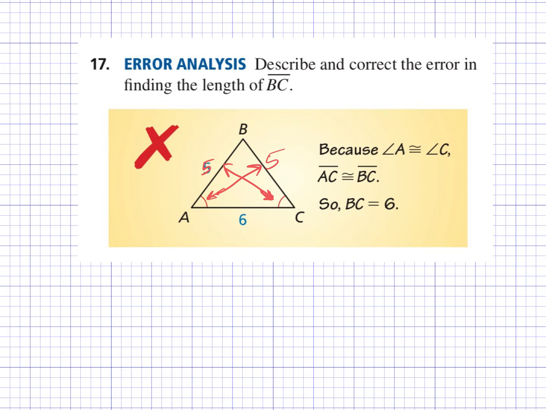All right. Now, describe and correct the error in finding the length of BC. Well, we just found BC. BC has to equal 5. Notice I didn't put a symbol above it because I'm talking about the distance. It says that AC and BC are congruent, which, yes, that's true. And angle A and angle C are congruent. Yes, that was given. So that's the part they did wrong. All right.